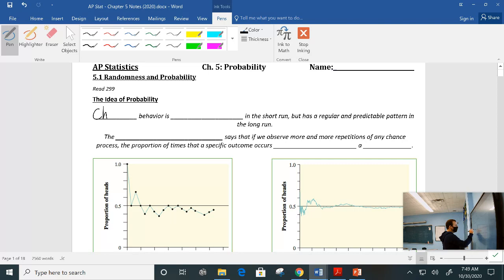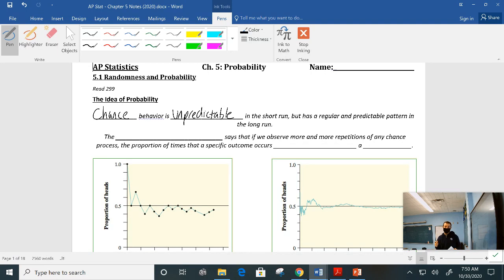So, chance behavior is unpredictable in the short run, but has a regular and predictable pattern in the long run. This is the idea that if you flip a coin, say, 10 times, it wouldn't be that unlikely that you would get 7 out of 10 to be heads, or 70%. Because in the short run, probability can be unpredictable. However, if we flip a coin 1,000 times, it would be highly unlikely to achieve 700 heads, or 70% heads. So in the long run, things will balance out. But in the short run, you could have unpredictable outcomes.